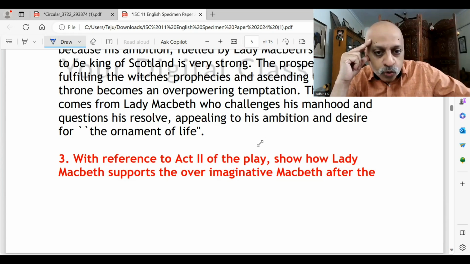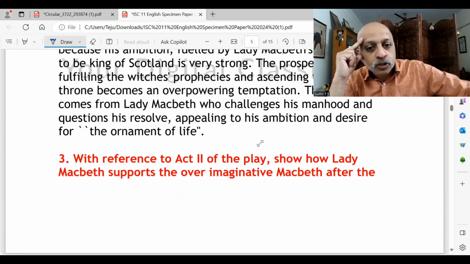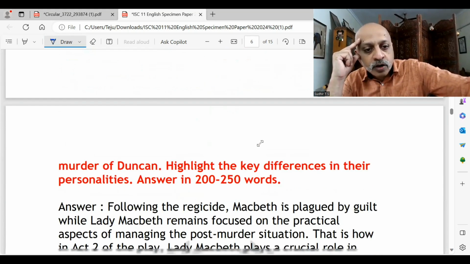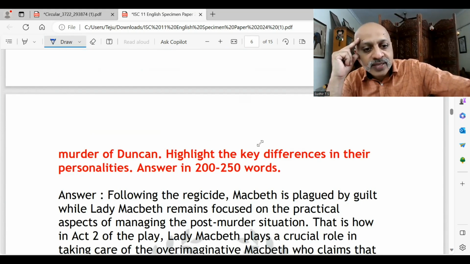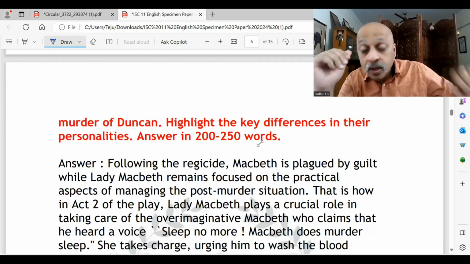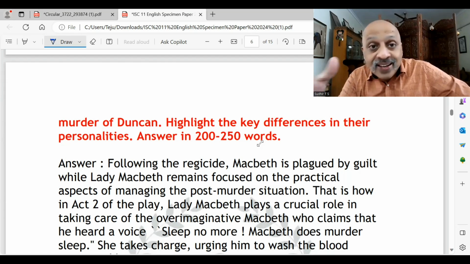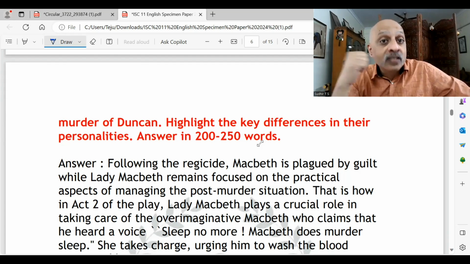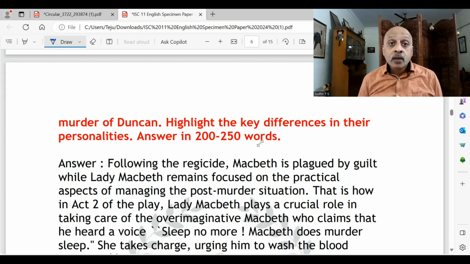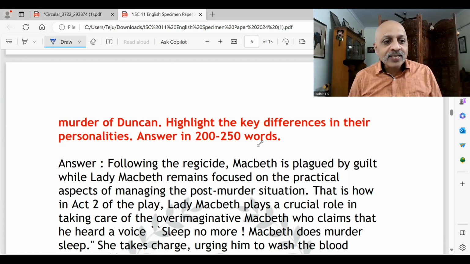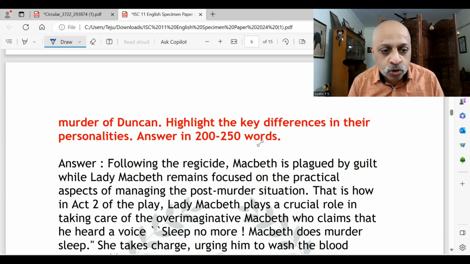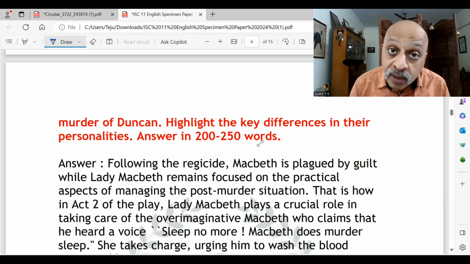With reference to Act 2 of the play, show how Lady Macbeth supports the over-imaginative Macbeth after the murder of Duncan, highlight the key differences in their personalities, answer in 200 to 250 words. Now, this has to be a slightly longish answer. Following the regicide, that is the murder of King Duncan, Macbeth is plagued by guilt, while Lady Macbeth remains focused on the practical aspects, की पूरा evidence को कैसे remove करना है. How do we remove the evidence? Managing the post-murder situation. That is how, in Act 2 of the play, Lady Macbeth plays a crucial role in taking care of the over-imaginative Macbeth.